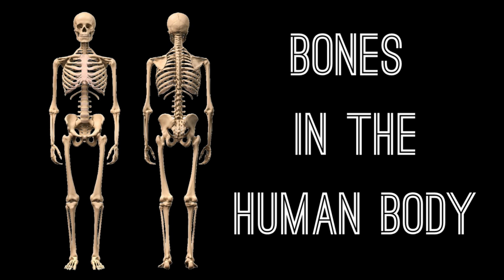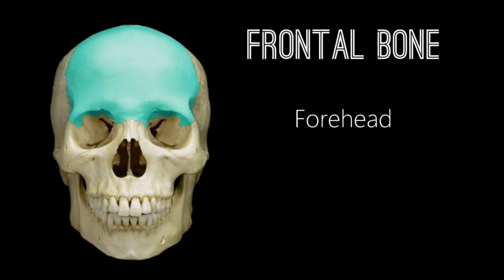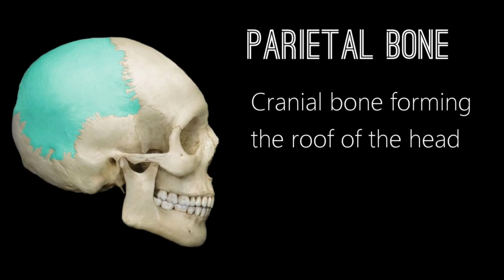Bones in the human body. Head and facial bones. Frontal bone: forehead. Parietal bone: cranial bone forming the roof of the head.